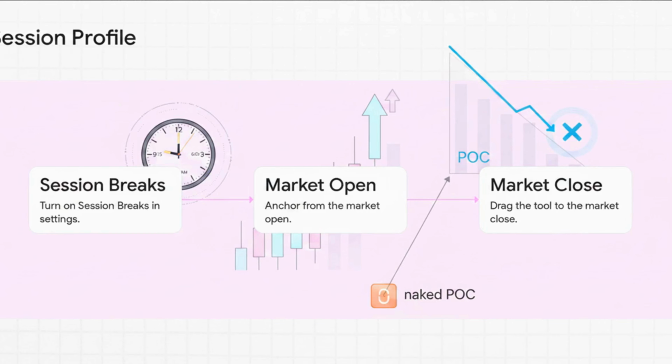Then we have the session profile, which day traders absolutely love. You just turn on session breaks in your settings, anchor the profile from the moment the market opens, say 9:15 a.m. for stocks or 6 p.m. for futures, and drag it to the close.